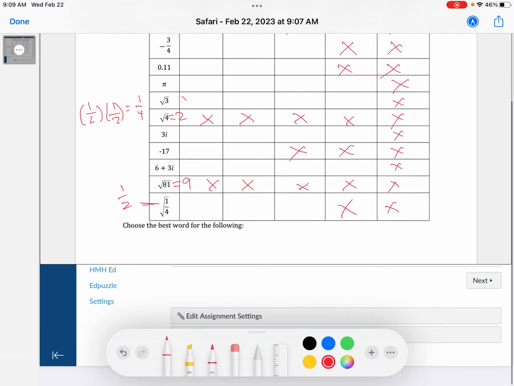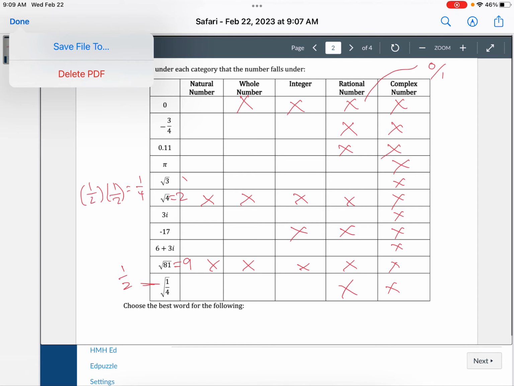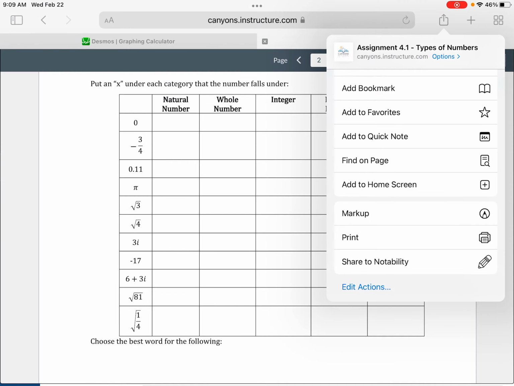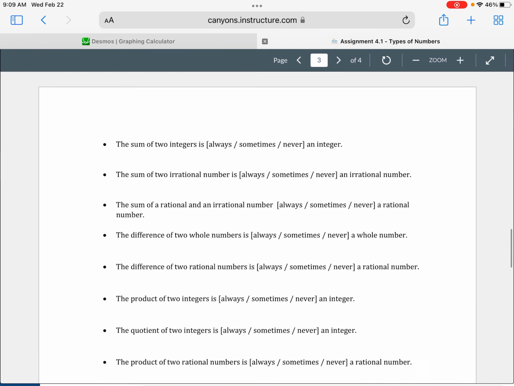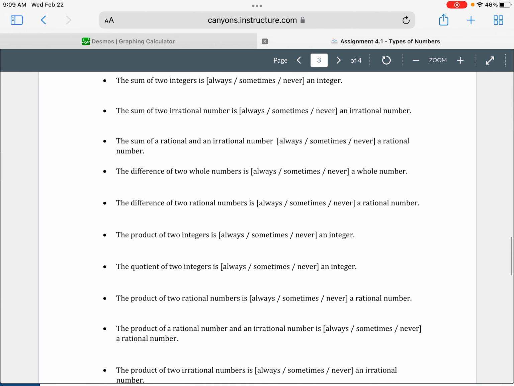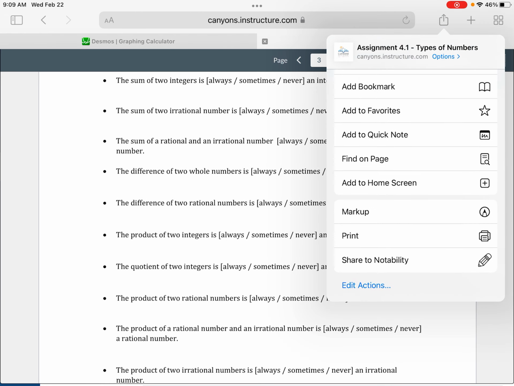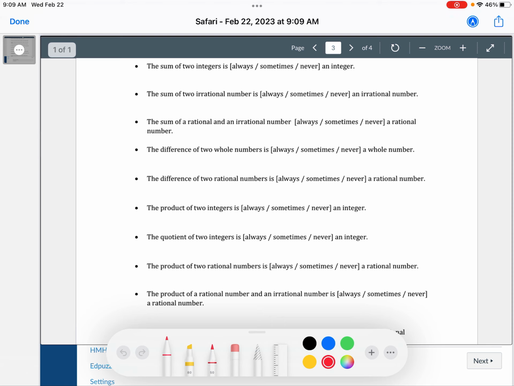Okay, let's go down here and do some kind of number trivia. All right, the sum of two integers is always, sometimes, or never an integer. Let's do an example. 3 plus -2. Yeah, it's going to be 1. I can't think of a case where you'd add up two integers and you get a fraction. So I'm going to go with always on this one. Sum of two irrational numbers, sometimes, always, or never, is irrational.